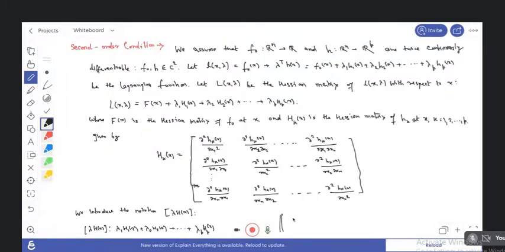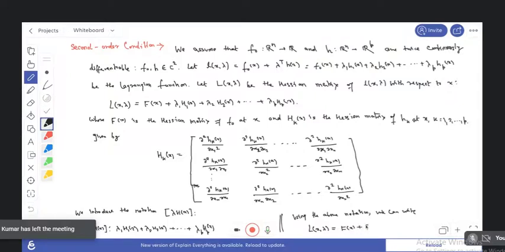If we use this notation, we write the above form. Using the above notation, we can write the Lagrangian as defined: f(x), the objective function, plus the bracket of λ h(x). So λ h(x) means your λ1, λ2, λ3, up to λp, times h. Okay, so this is your theoretical part.